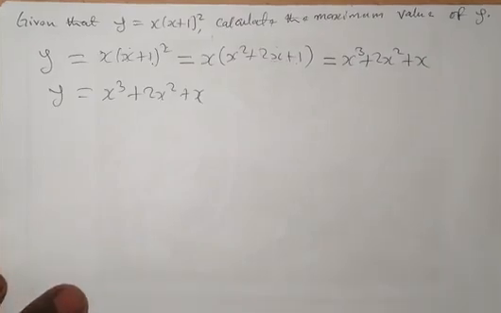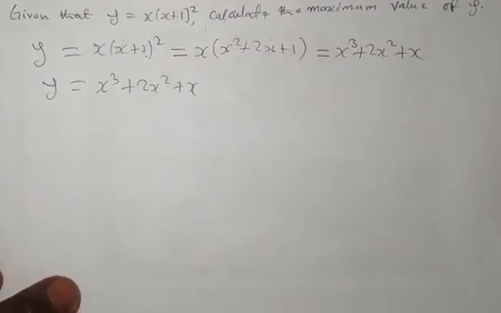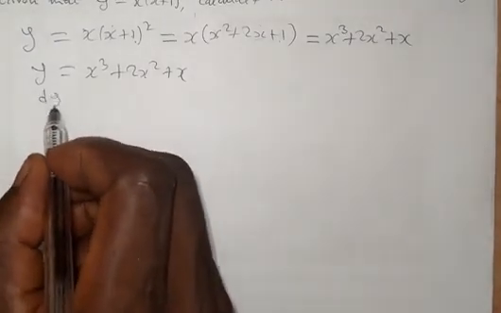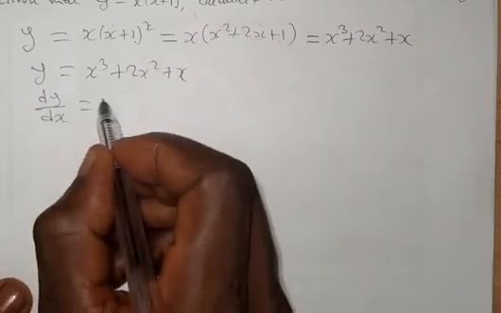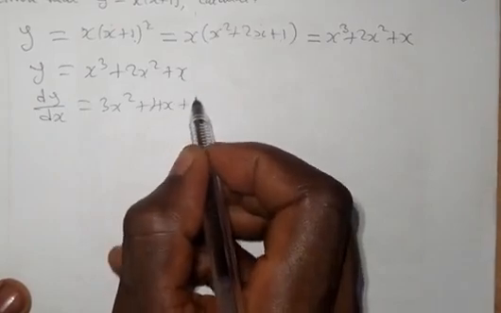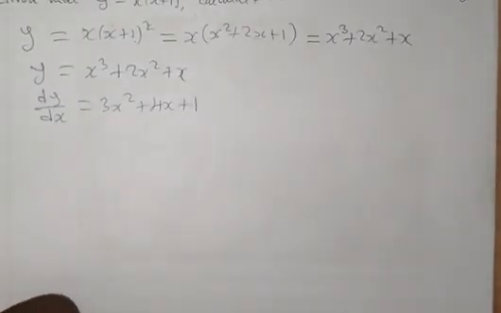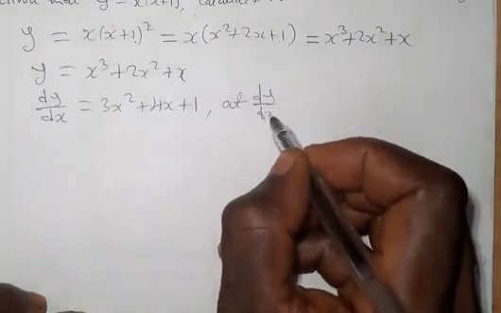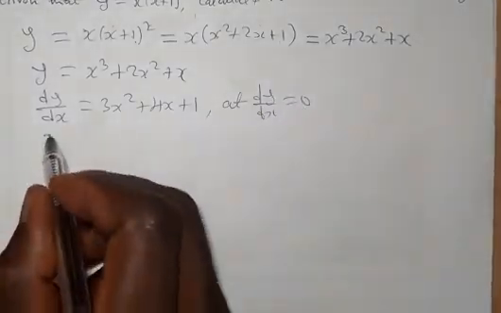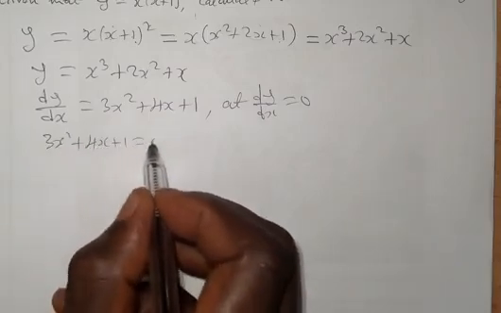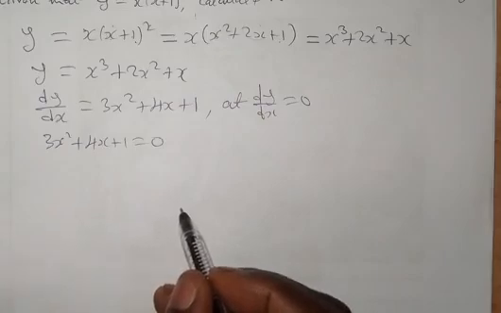Having gotten this, we can now try solving it by differentiation. dy/dx = 3x² + 4x + 1. Having gotten this, what we'll do first of all is, at the point where dy/dx = 0, this will be 3x² + 4x + 1 = 0. So we solve this quadratically.